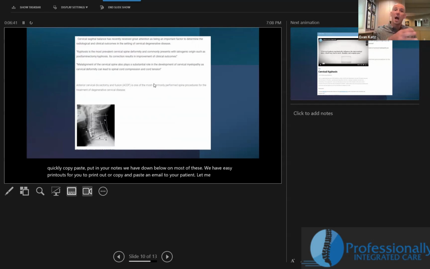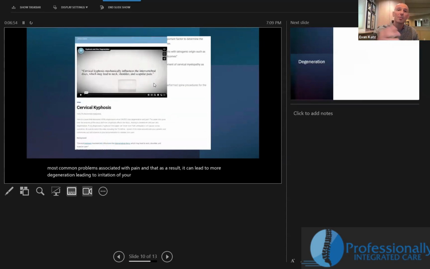Let me show you what this means. Hey, on your x-ray, you had a kyphosis. Look what it shows. It's one of the most common problems associated with pain. And as a result, it can lead to more degeneration, leading to irritation of your spine. Here's another study we pulled up on Professionally Integrated. And I show them this. Hey, here's a study that actually shows that your kyphosis, remember on your x-ray, mechanically influences the disc. So I know you've been diagnosed with disc pathology, but why is your disc breaking down? Well, here's a study, and I believe this was from the Journal of Pain Research. Look what it shows. Cervical kyphosis mechanically influences the intervertebral disc, which may lead to neck, shoulder, and scapular pain.